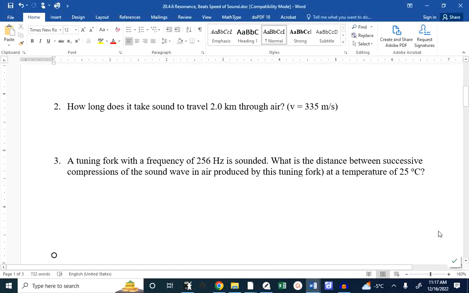Number 3, a tuning fork has a frequency of 256 and it's sounded. What does that mean? It means I take a tuning fork, frequency of 256. This is probably 256. So I sound this tuning fork.